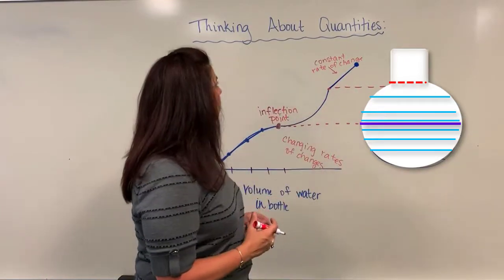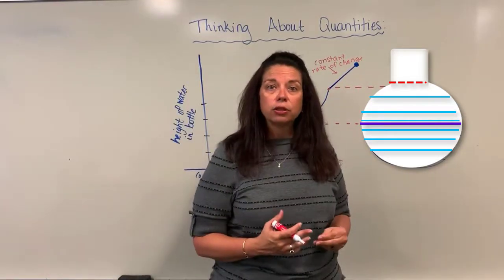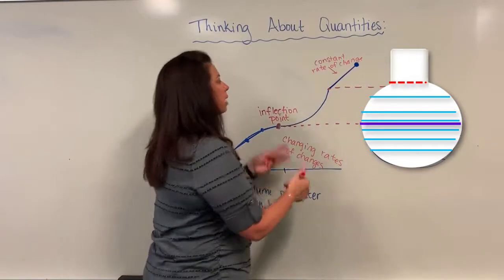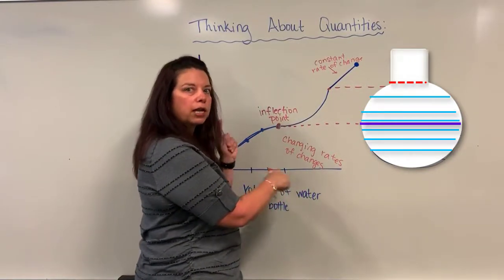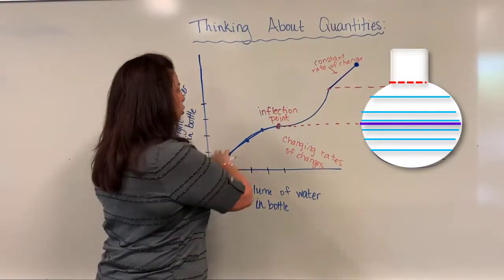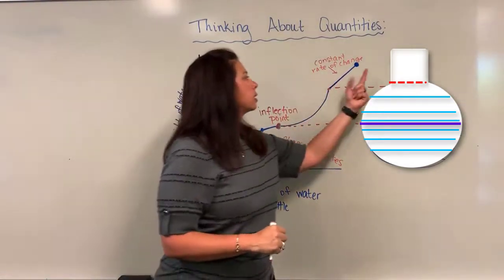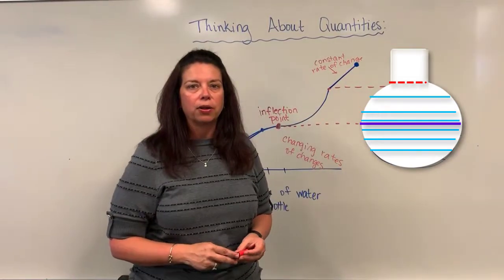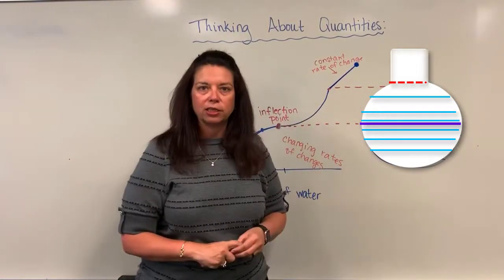So this is a little bit about thinking of quantities and how they're changing, particularly when the corresponding covariation of those quantities are also changing. The fact that the rates here are changing almost all the way through until I get to that cylindrical top of that bottle. And then I have a constant rate of change coming out.